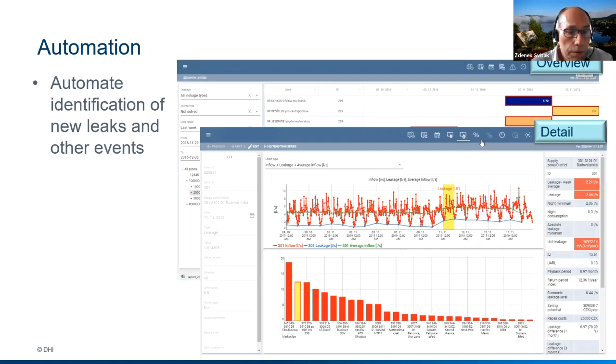So maybe I will use the pointer. In this graph, also the situation regarding the economical evaluation is shown, providing all the current information about the district, including all the performance indicators and other parameters, and also the information about the event itself, which is visible here.